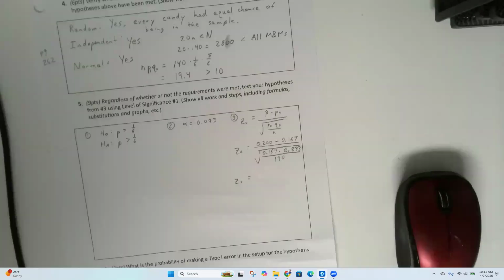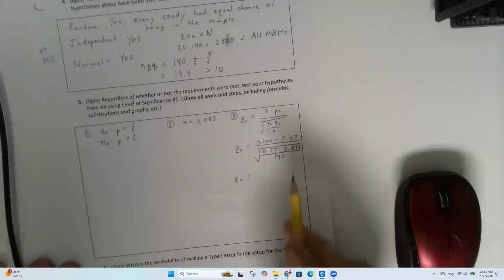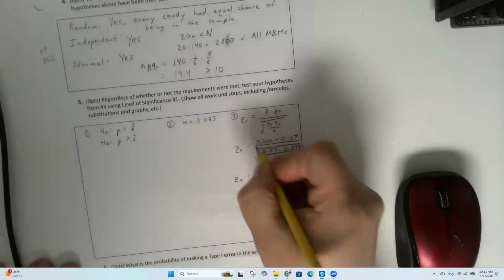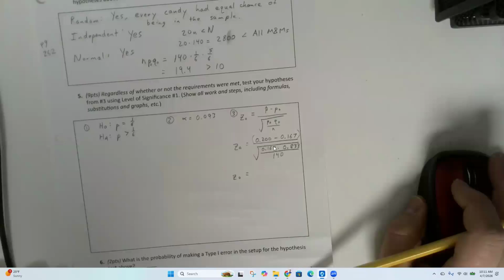So we need to calculate what that is. Now, when you put this in the calculator, you need parentheses around the top. There are invisible parentheses around the top and bottom of every fraction. You know they're there. The calculator does not.